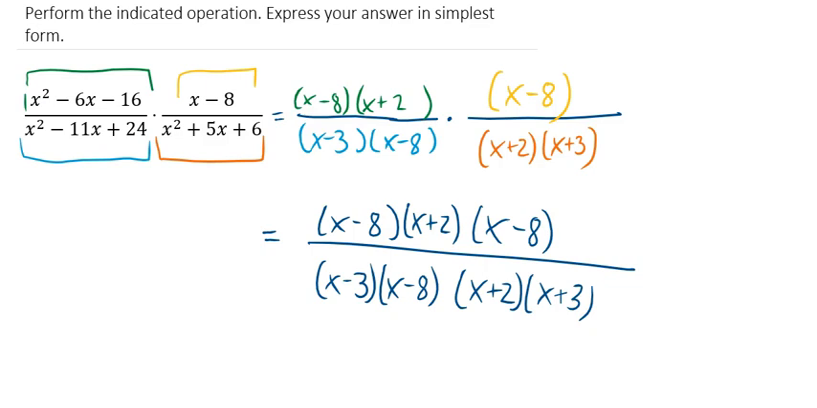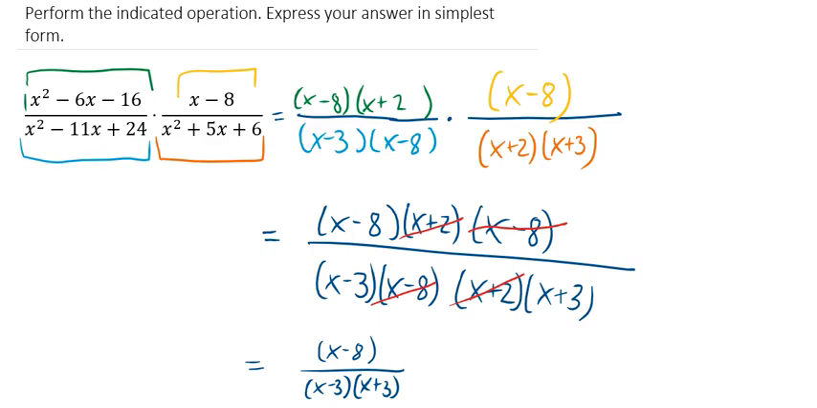The nice thing is now things cancel. I could cancel an x minus 8. I can cancel an x plus 2. Any factor of the numerator that's also a factor of the denominator cancels out. So all I'm left with is x minus 8 over x minus 3, x plus 3.